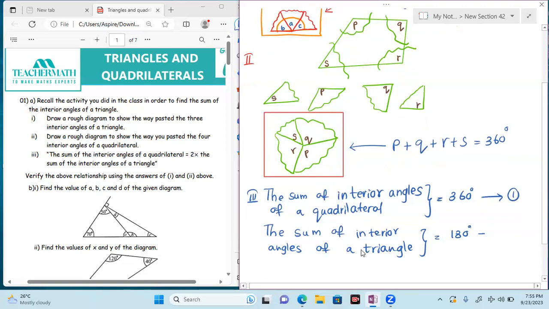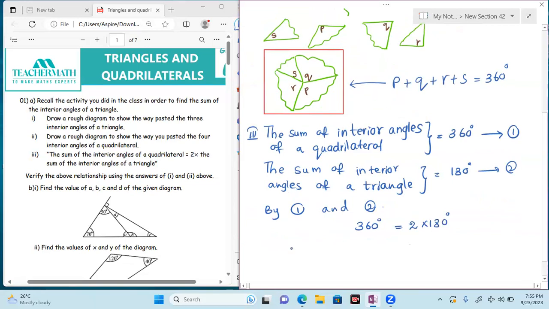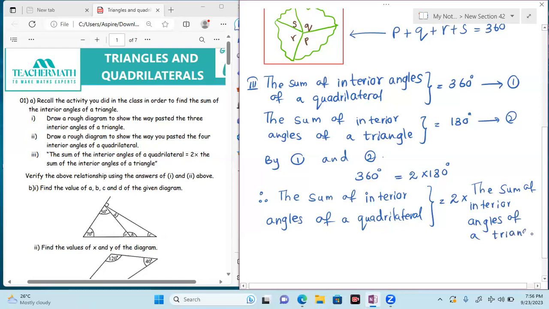Okay. Then 360 is equal to 2 times 180. Therefore, we can write the sum of interior angles of a quadrilateral is equal to 2 times, okay, because instead of 360, I write 2 times 180. Instead of 180, I can write the sum of interior angles of a triangle. Okay, that is what we have to verify.